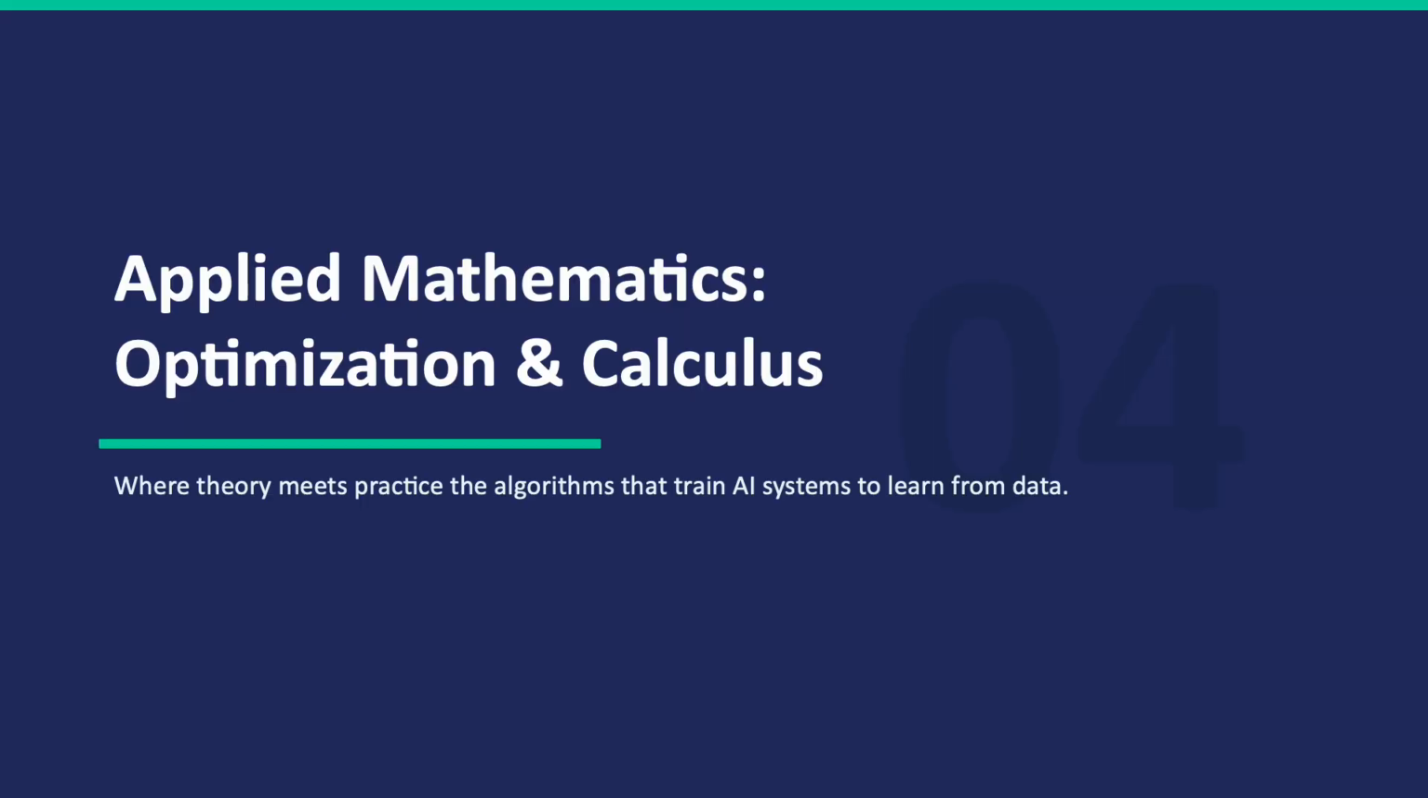Now we come to the engine that actually trains artificial intelligence systems: optimization. The goal of training is to find the best possible settings for a model so that it makes the fewest mistakes. Calculus gives us the tools to find those settings systematically.